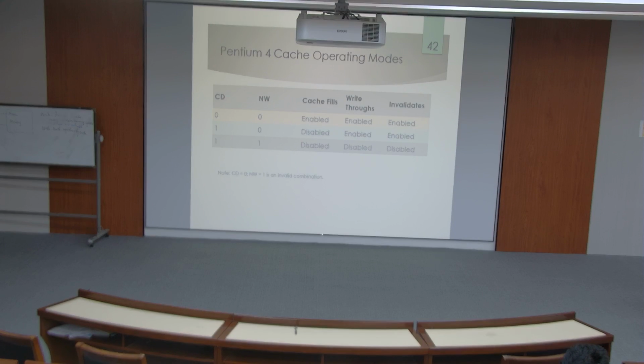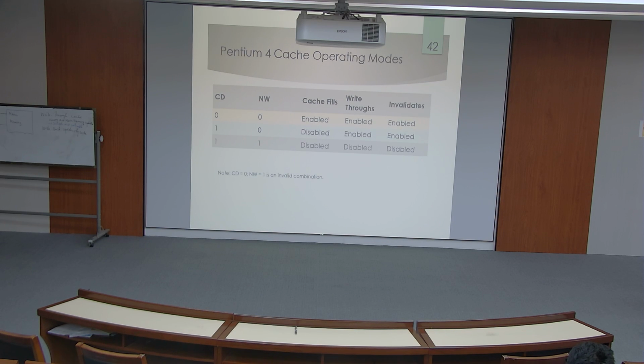Now, we have the Pentium 4 cache operating mode. The level 1 data cache is controlled by 2 bits in one of the registers, which are labeled CD, meaning cache disabled, and NW, meaning no write-through, and there are 4 Pentium instructions that can be used to control the data in the cache.